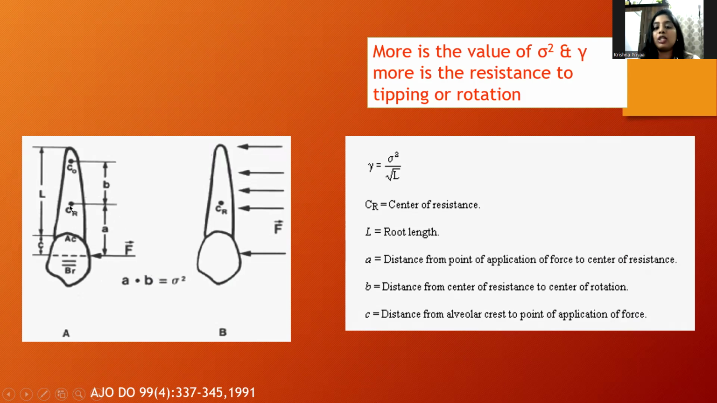B will be from the center of resistance to the center of rotation, as we have just understood. Okay. And what is C? See, from here only the bone support also starts. So the alveolar crest to the point of force application will be C. And what is L? L is the root length. So CR is the center of resistance. So this is going to be the formula in order to identify how much is the body's resistance to the translation or to the tipping or rotation. So you should understand these values, and this diagram is very important in understanding the biomechanical concepts of orthodontic tooth movement.